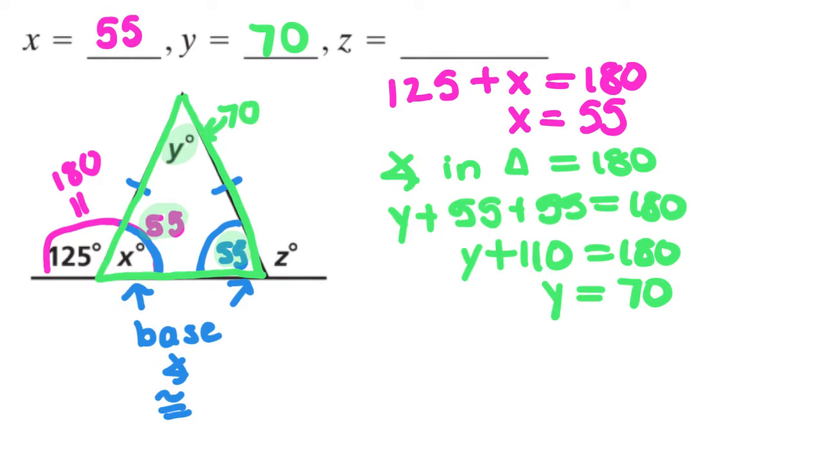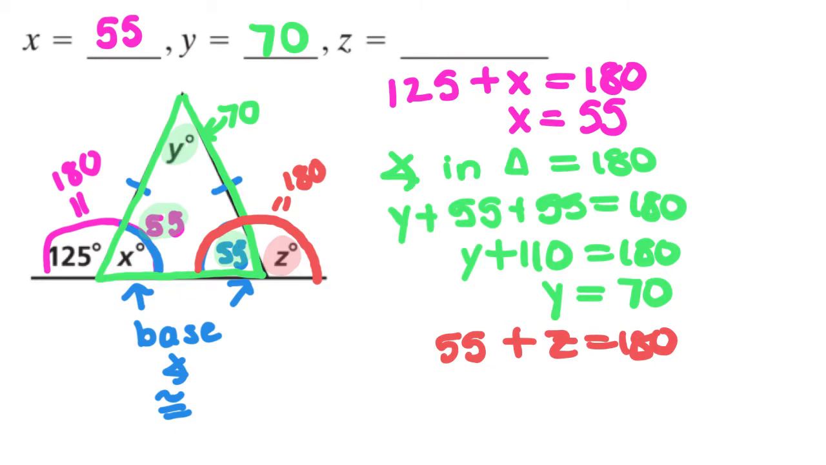The last thing we need to find is this angle z. Now what we should see is that this angle z and the 55 form a line, so they equal 180. So you could say that 55 plus z equals 180. So when you solve, you'll get that z is equal to 125.